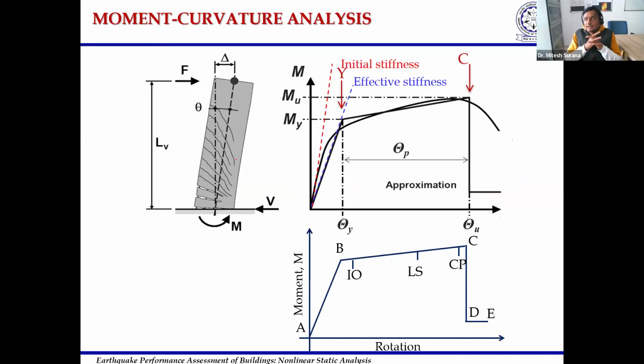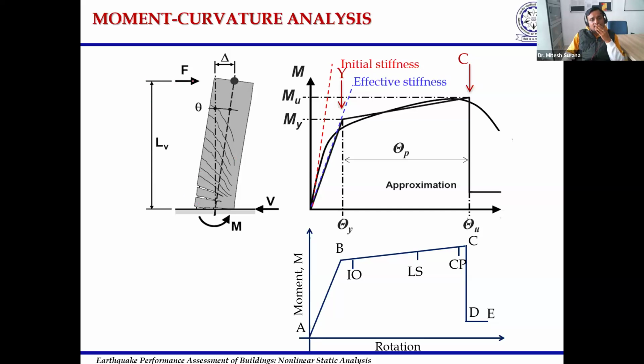Now let us try to understand how we can develop the nonlinear model of a structure. To develop the nonlinear model of the structure as a whole, first we need to understand the nonlinear behavior of the component or a member. What we mean by the nonlinear behavior of a component is that the component can be a beam, a column, or a shear wall. So let us try to understand it with respect to a shear wall. Let's say I have a shear wall which is fixed at the base and is subjected to lateral loads.